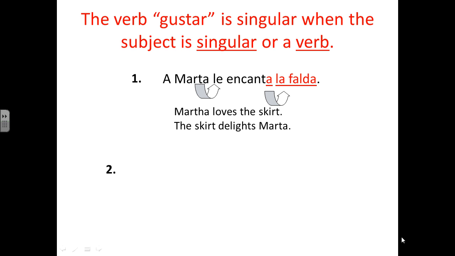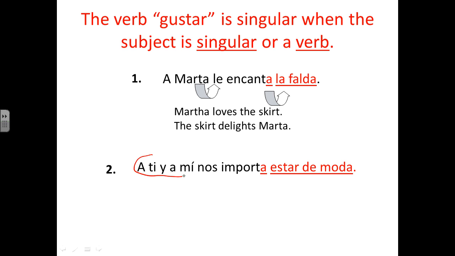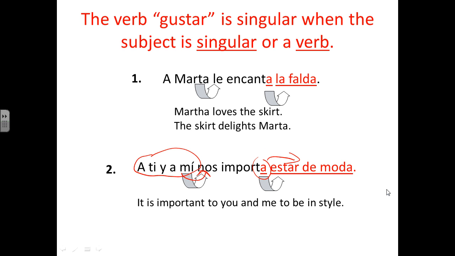These things don't translate directly. Number 2: a ti y a mí nos importa estar de moda. A ti y a mí is in front of both of the people here. You need the a, modifying nos. You have to have the nos in there. And then importa is agreeing with being in style. To be in style is a verb. There are 2 verbs right next to each other. The second one isn't conjugated, so it's singular. It is important to you and me to be in style.